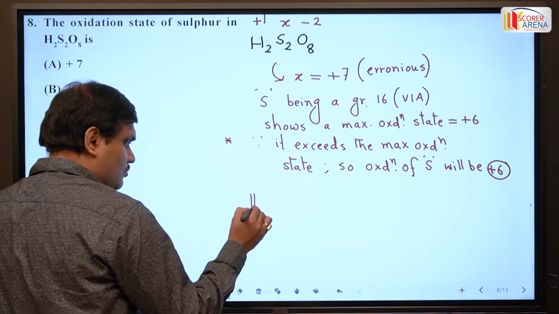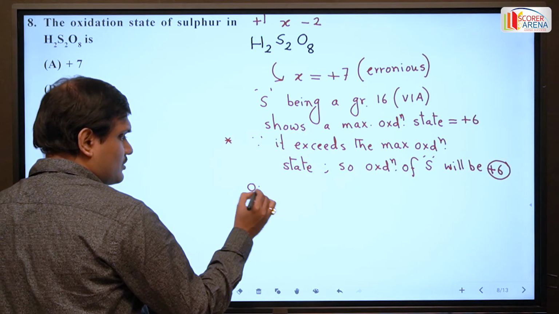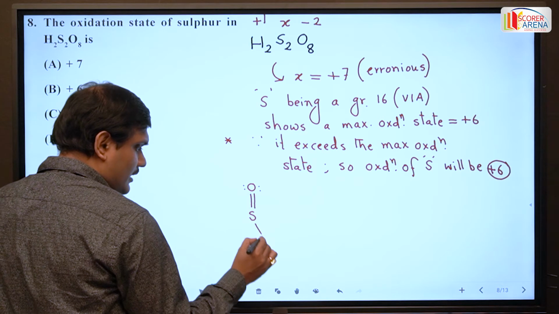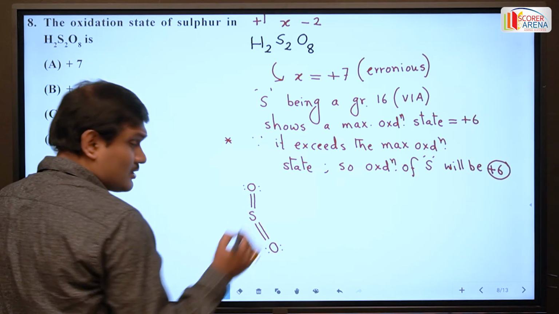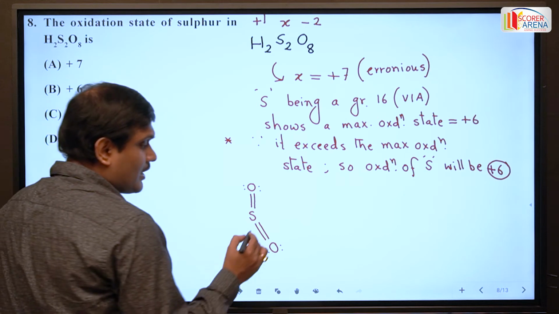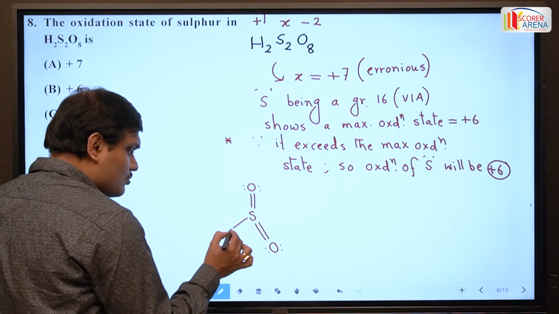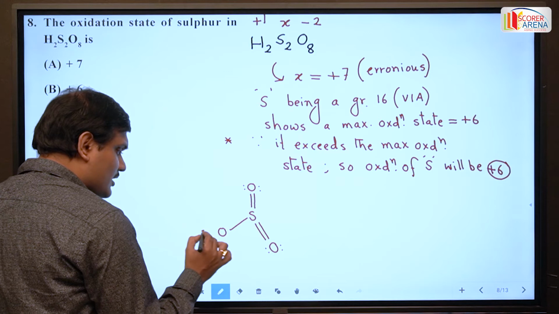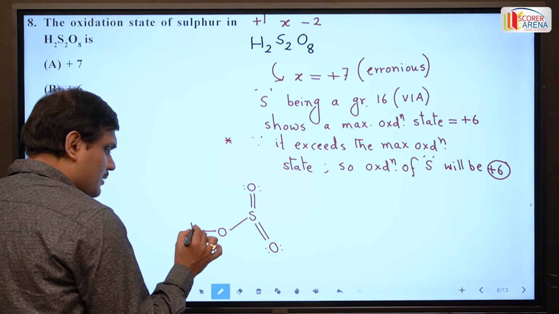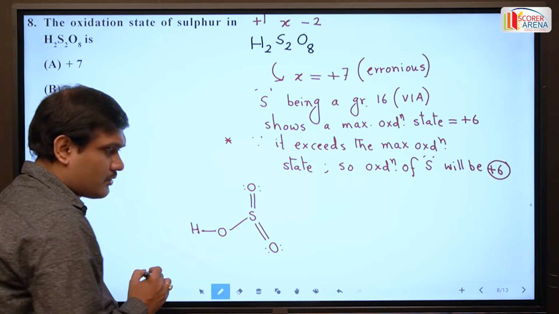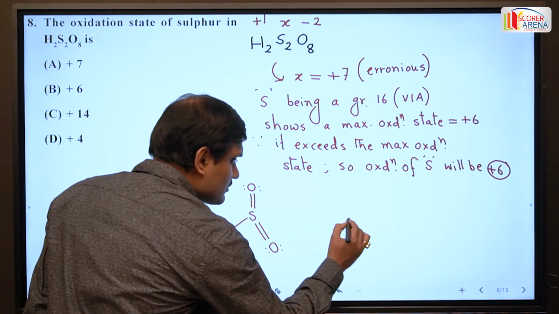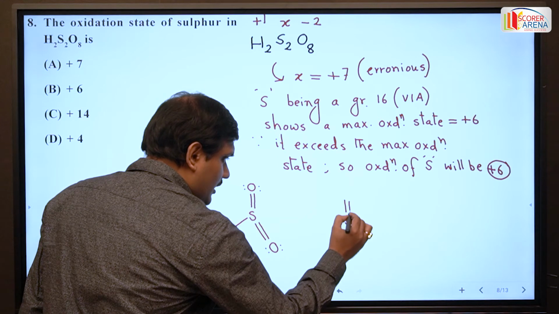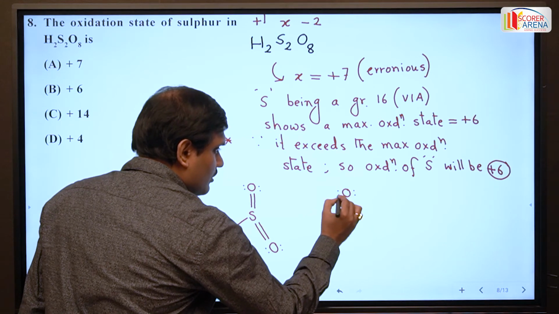H2S2O8 will have a structure like this. When you get sulfur-oxygen, try to produce as many sulfur-oxygen double bonds as possible. And definitely H2S2O8 is an acid, so the hydrogen atom will be attached to the more electronegative oxygen atom. In the same way, I can write another sulfur atom. Two sulfur atoms are there. It will also be like this.